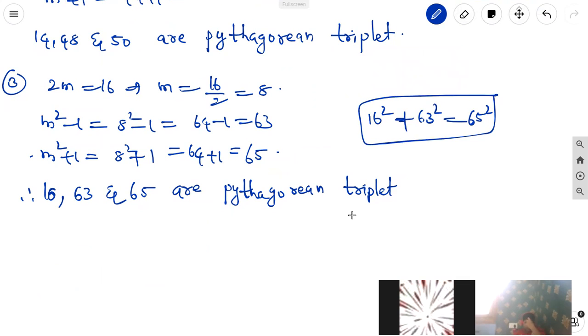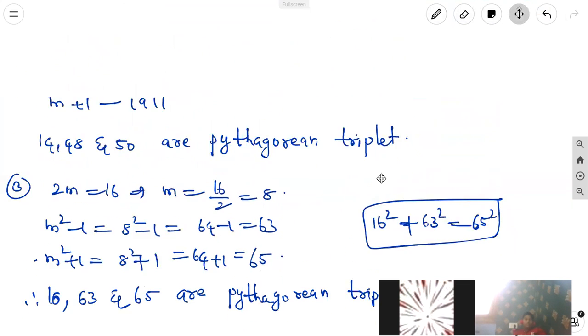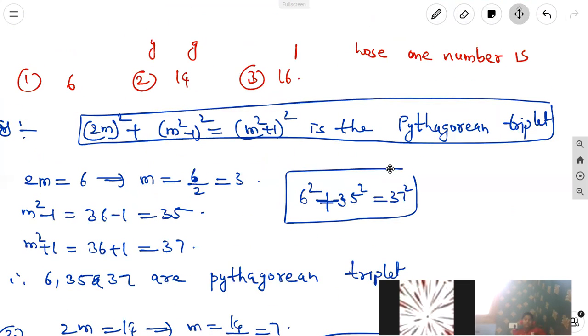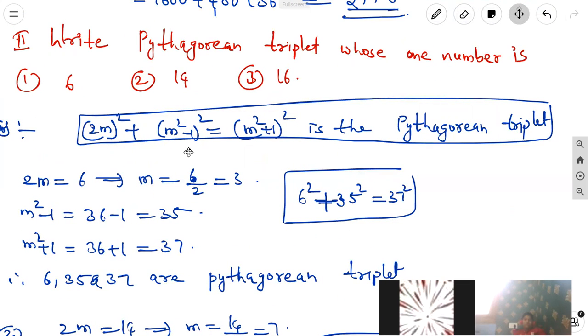Okay, it's very very important. Square roots and Pythagorean triplets. You remember, for 5 what is the square root, for 0 in the ones place what is the square root, and how to find out the Pythagorean triplet if we know one number of the triplet. Okay, just you can follow the rule. That rule is 2m whole square plus m square minus 1 whole square equal to m square plus 1 whole square. So very very important in further education.